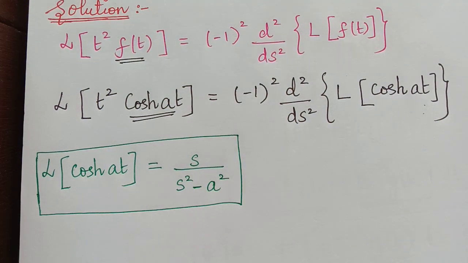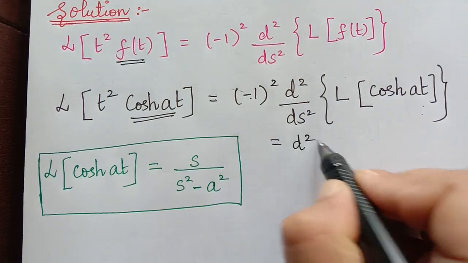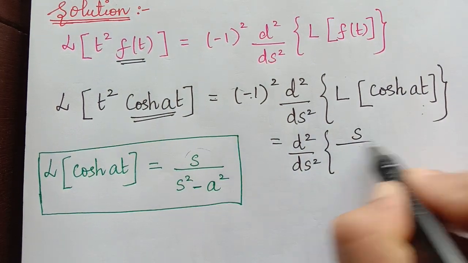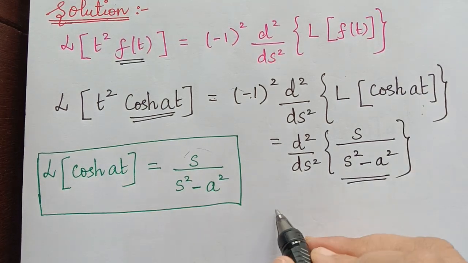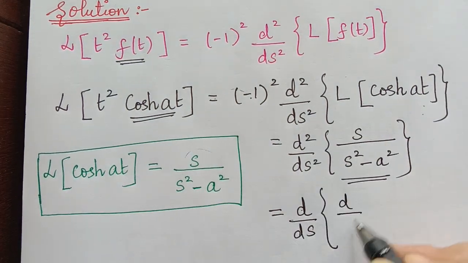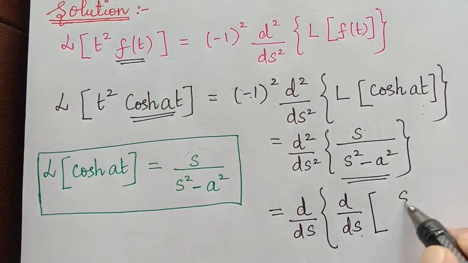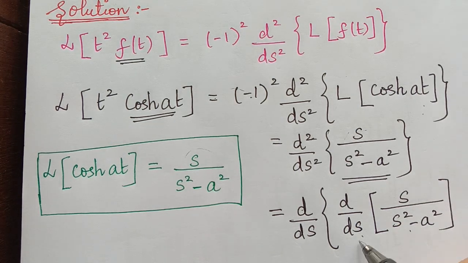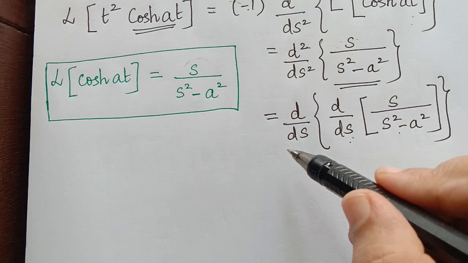So when we apply it, this will be equal to negative 1 square, which is positive. So d square by ds square of, we will substitute this over here, s divided by s square minus a square. Now we have to differentiate this twice, so we can split and write d by ds of d by ds again. So this d square by ds square I am splitting and writing. So this is what we have to find, s by s square minus a square, which means first we will differentiate this with respect to s and then the resulting answer again we will differentiate with respect to s a second time.